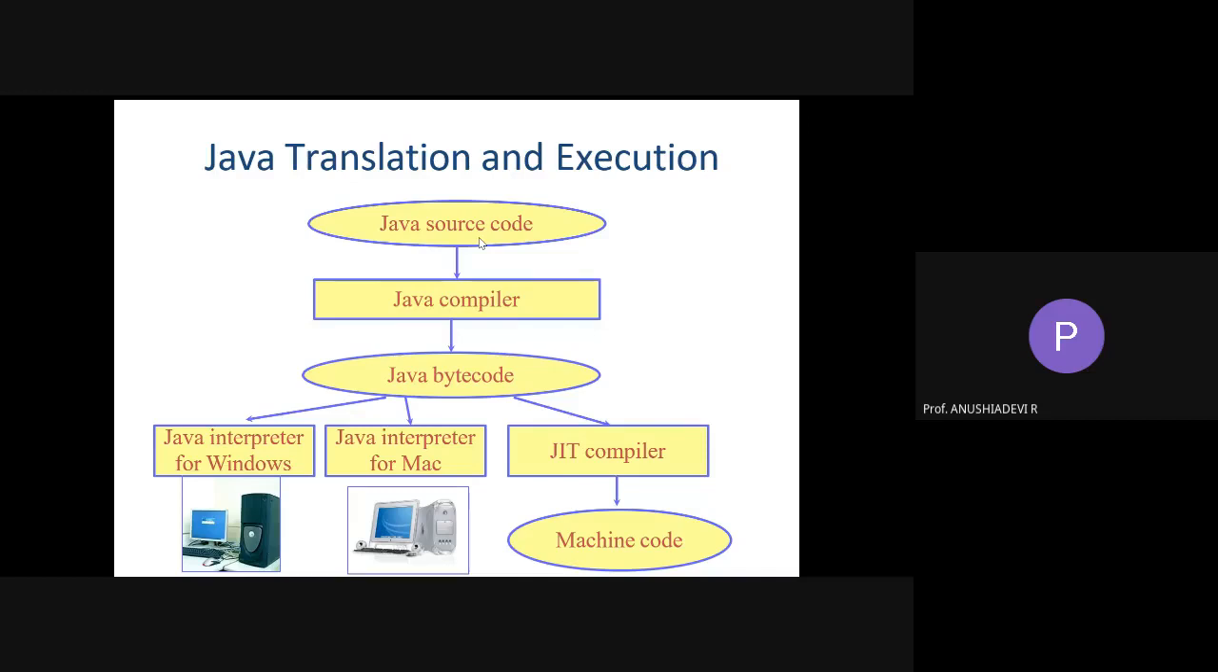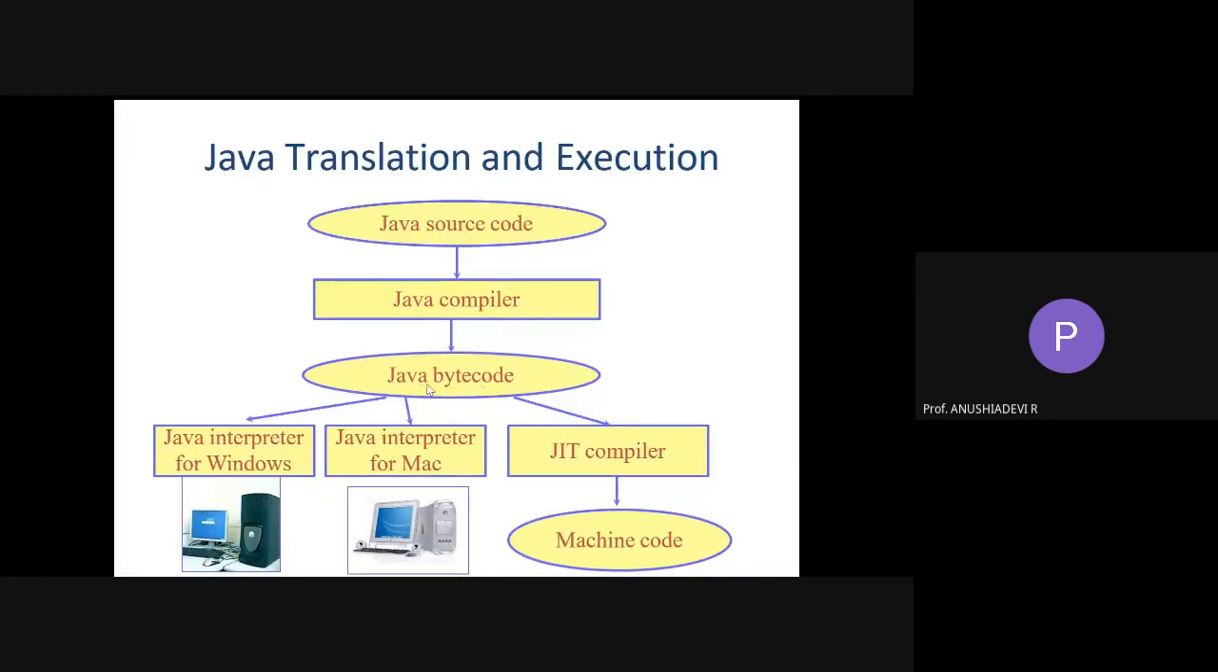A C program is saved with the extension .c, and C++ is saved with .cpp. The Java source code is saved with the extension .java. After writing the source code, we compile it using the Java compiler. The name of the Java compiler is javac. After compiling the code, we get the bytecode.